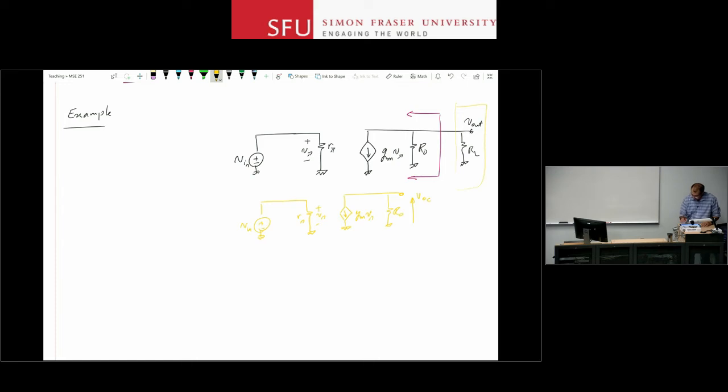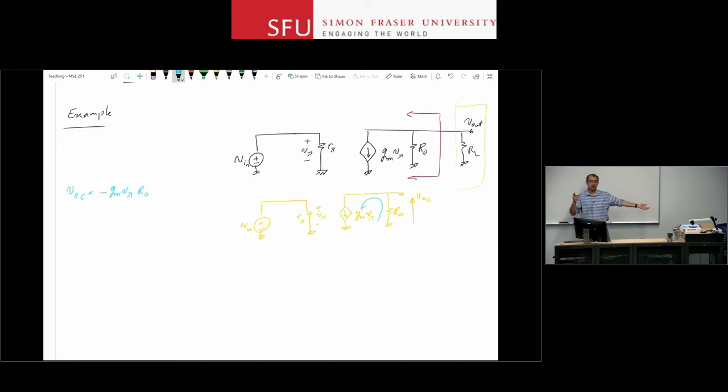So if I want to calculate VOC, I can see that in this loop here, I have current GMV pi going through RO. It goes from ground up, so the voltage here should be more negative than the voltage at the bottom of that node. So I can see right away that VOC is minus GMV pi RO. Okay? And this is actually how I'm going to solve the circuits, and you will see throughout the course that I usually start from whatever I'm interested in, write the equations there, and then see what other equations I need or what other variables I need to figure out before I can solve that equation. So I write the equation at the output.